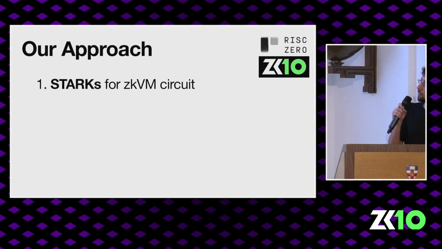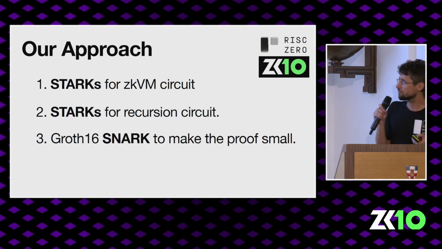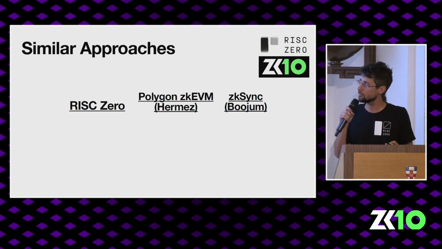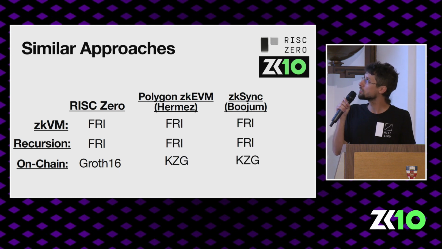OK, so our approach is Starks for the zkVM circuit, Starks for the recursion circuit, and then we're using a Groth16 SNARK to make the proof small. That's ours, Polygon's, and Boojum's.